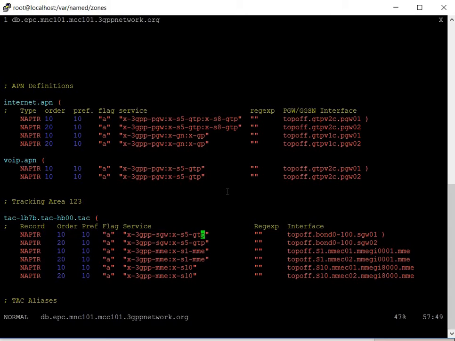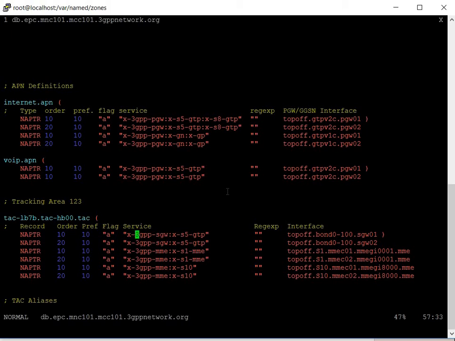So again, I would defer you to 3GPP TS 29.303. They define this notation for services, where I'm saying x-3gpp, it's pretty much human readable though. So x-3gpp S gateway, so I'm saying that if you're looking for an S gateway, so if you're an MME and you're asking for this tracking area, what serving gateway can serve it, and what protocols does it support, and what interfaces does it support?